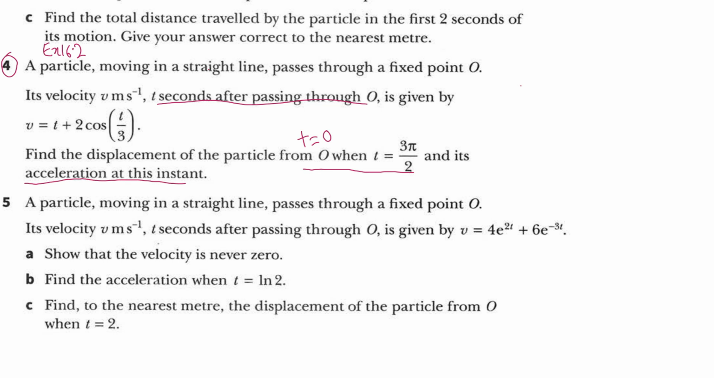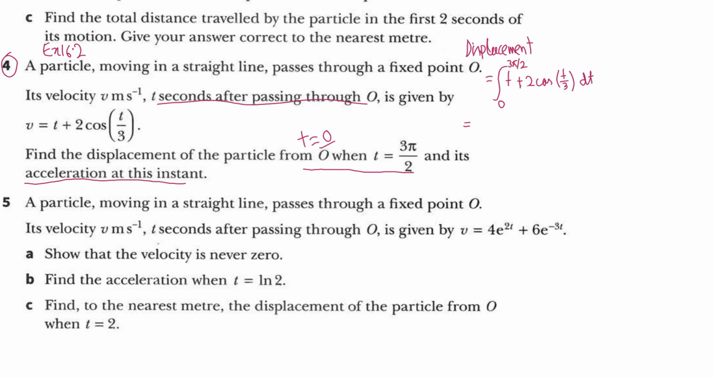To get displacement, we have to integrate the expression of velocity. Let me write displacement. So we need to integrate 1 plus 2 cos t by 3. The coefficient of t in the cos is 1 by 3, and because the limits are from t equals 0 to 3 pi by 2, if we integrate directly we will get the displacement value.